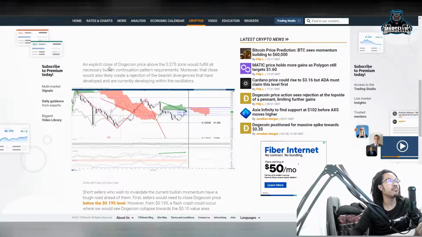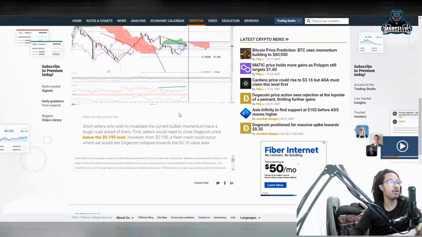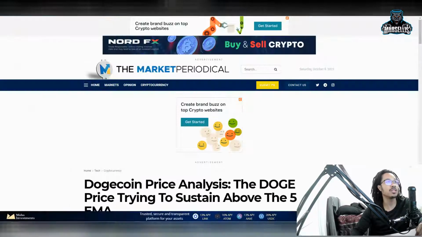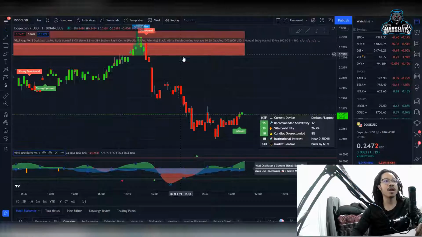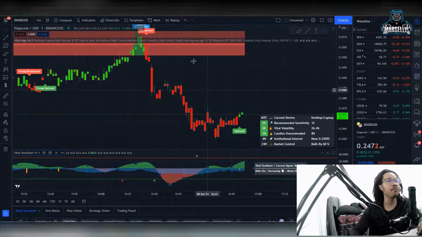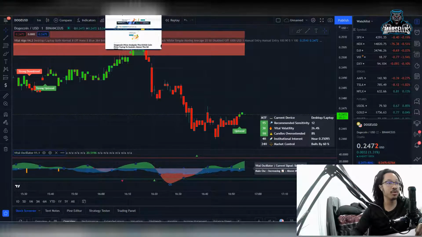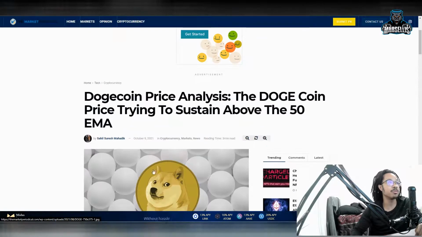So an explicit close of Dogecoin price above the 27.5 zone would fulfill all necessary bullish continuation. So we definitely need to go above 27 cents. But if we keep getting rejected and we can't get above there at all, then eventually 19 cents would go and Dogecoin will collapse, they say. But yeah, I definitely believe we have potential here. People just got to stop selling out. I showed you guys the whales and what they're doing. The whales are definitely doing some price manipulation too.